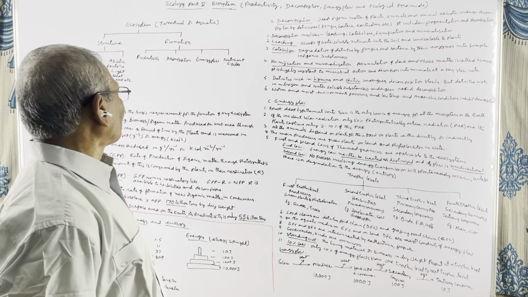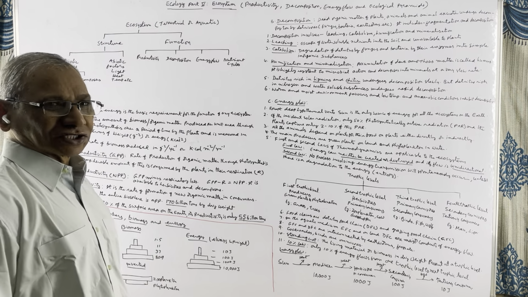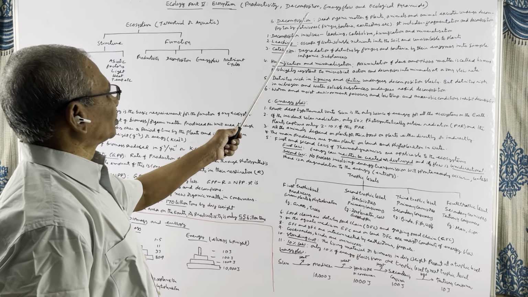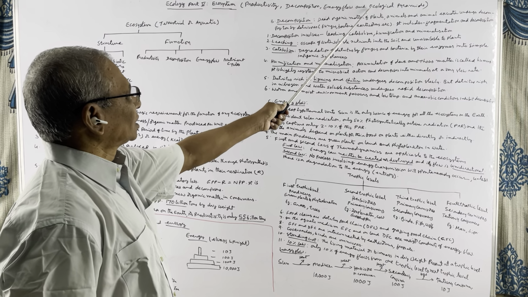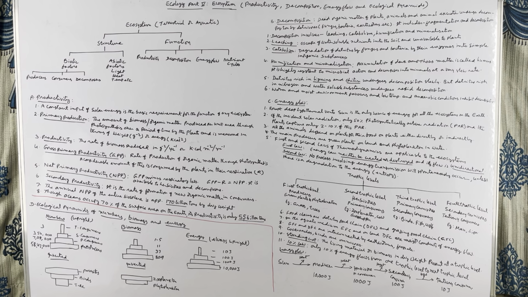Today, under part 5 of ecology, I am taking up ecosystems. I will be dealing with productivity, decomposition, energy flow, and ecological pyramids. Then, coming to the ecosystem, the ecosystem is the functional unit of nature where living organisms interact not only among themselves but also with the physical environment.